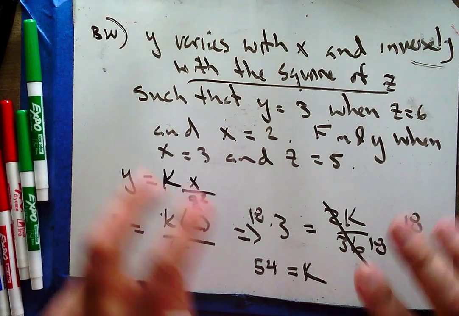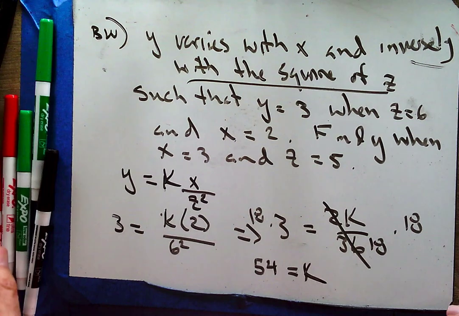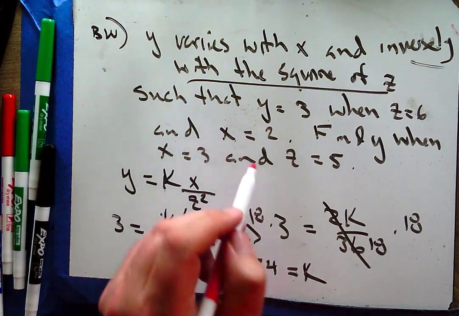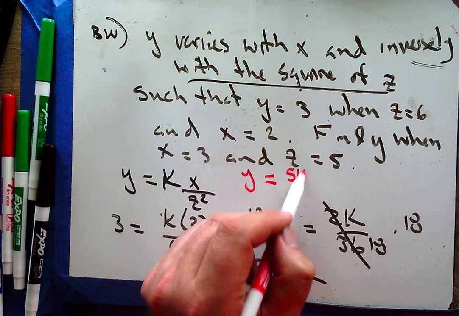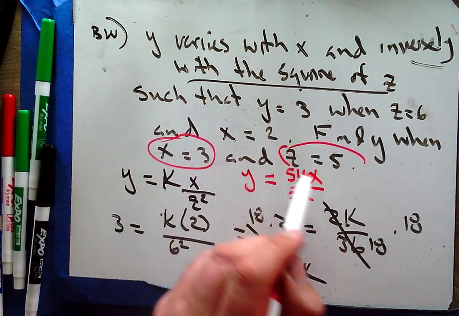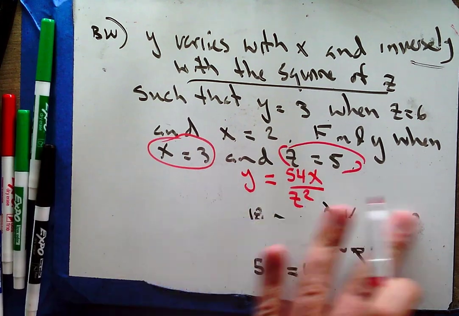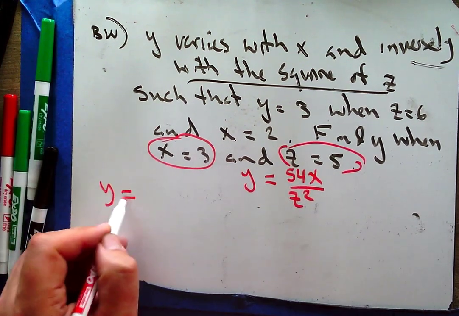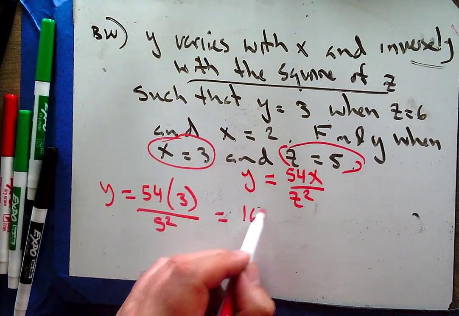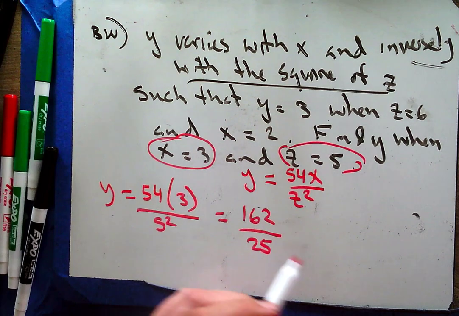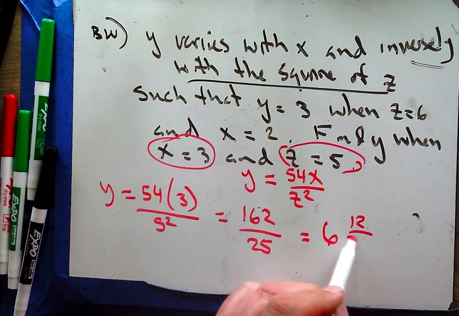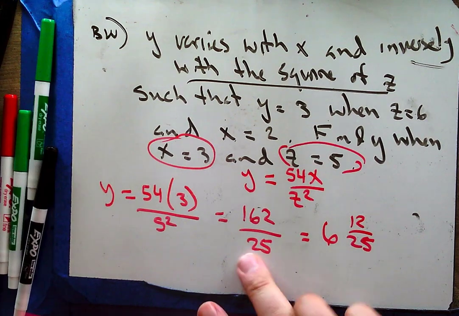Am I done? No, it didn't ask for the constant of variation here, the constant of proportionality. It asked for what y would be equal when x is 3 and z is 5. So let's build our variation model. Y equals 54x over z squared. And now that we have this variation model, we can plug in x equals 3, and we can plug in z equals 5. So what will our problem look like now? Well, y equals 54 times 3 over 5 squared, or 162 over 25. That's what y equals. And I guess you could turn that into 6 and 12/25, but why would you want to? That's a fine answer for me.